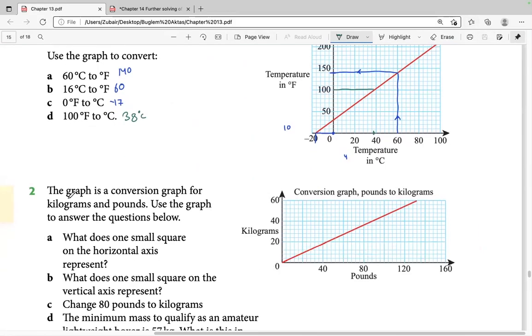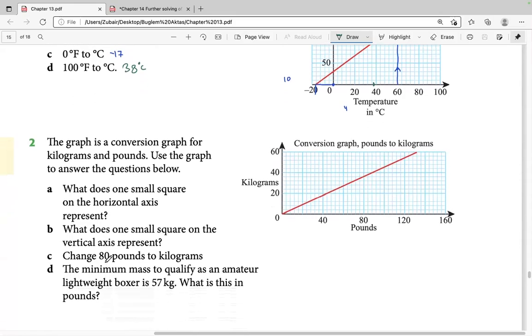Number 2, the graph is a conversion graph for kilograms and pounds. Use the graph to answer the question below. What does one small square on the horizontal axis represent?